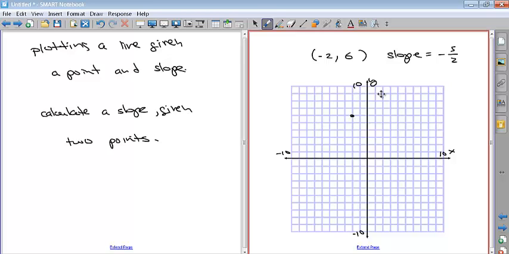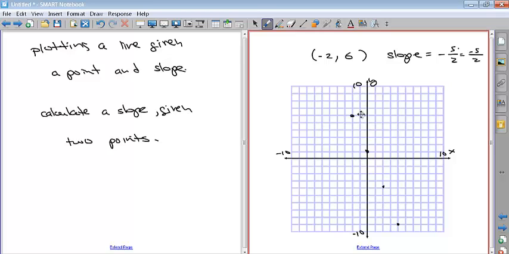Remember what we said is you put the negative with the numerator, because we're going to go over 2, which is the x change, and down 5 because it's negative. Over 2, down 5, or down 5 over 2. So that puts you there: 1, 2, 3, 4, 5, 1, 2. And then you do it again, down 5 over 2. I want you to plot at least 3 additional points.